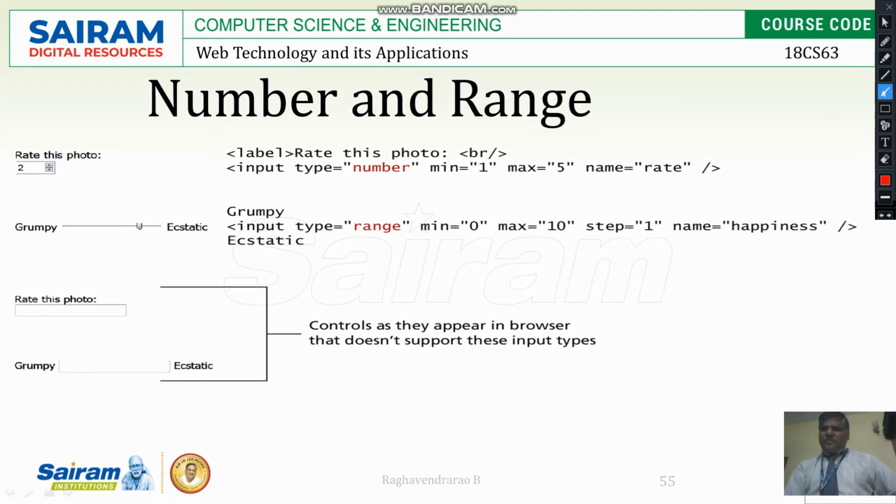And one more important thing, which most of us have seen: numbers and ranges. When you give feedback or ratings about particular items, at that time you give numbers. Here, rate this particular photo. For that, what is the rating? To make it like that, you should write like this. Input type is number, minimum is 1, maximum is 5, meaning the rating of this particular box. It is going to start with 1 and the maximum is 5, so you can give a rating in between.